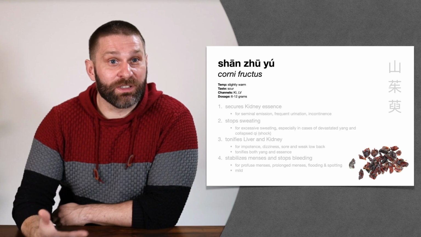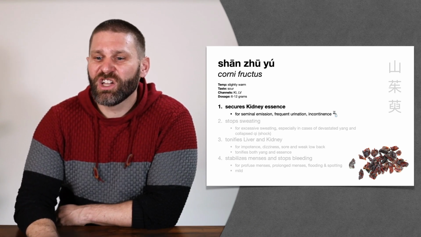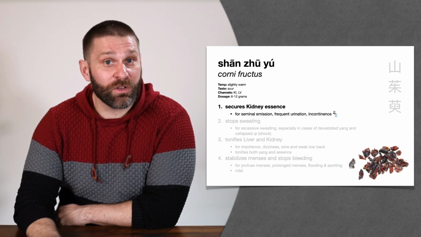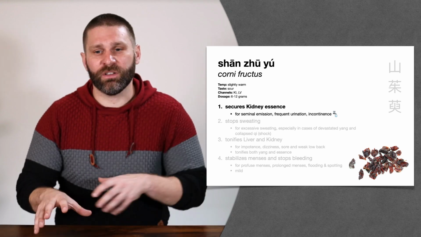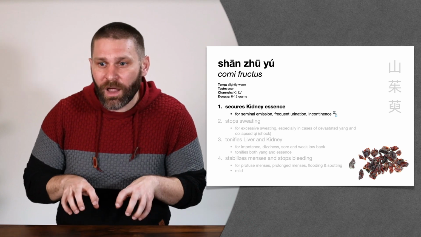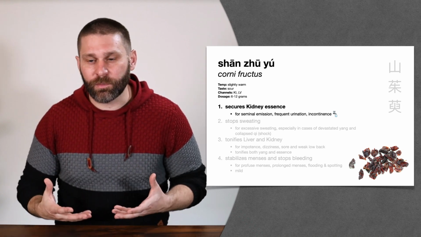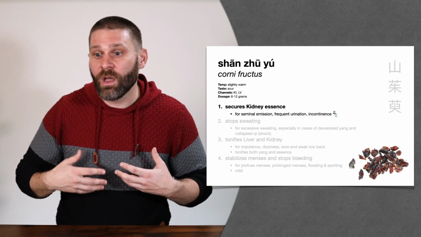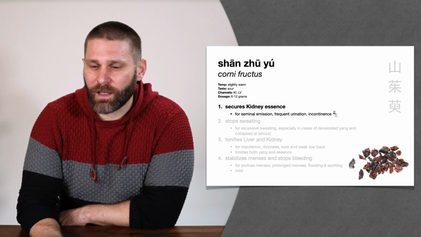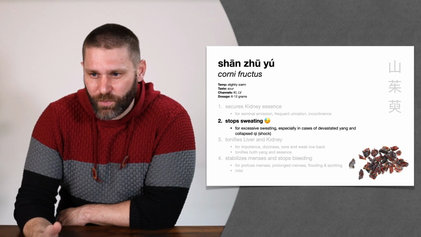So Shanjuyu, like we said, we're in that subcategory of kidney essence. So Shanjuyu secures kidney essence for things like seminal emission, frequent urination, and incontinence. So in terms of securing the kidneys or firming the kidneys or stabilizing the kidneys, it's both for leakage of essence, as in seminal emission, but also leakage of fluids, as in frequent urination or incontinence. So Shanjuyu, very good for that type of leakage. But Shanjuyu also stops sweating as well.